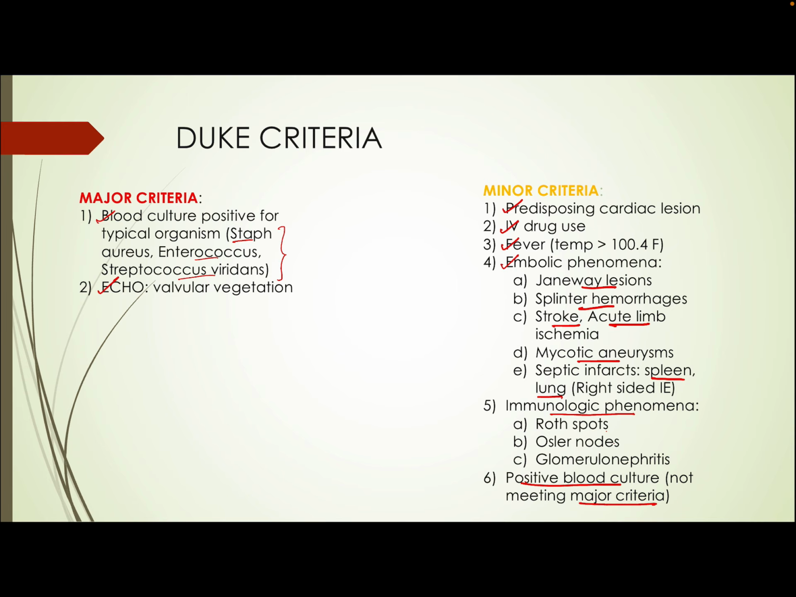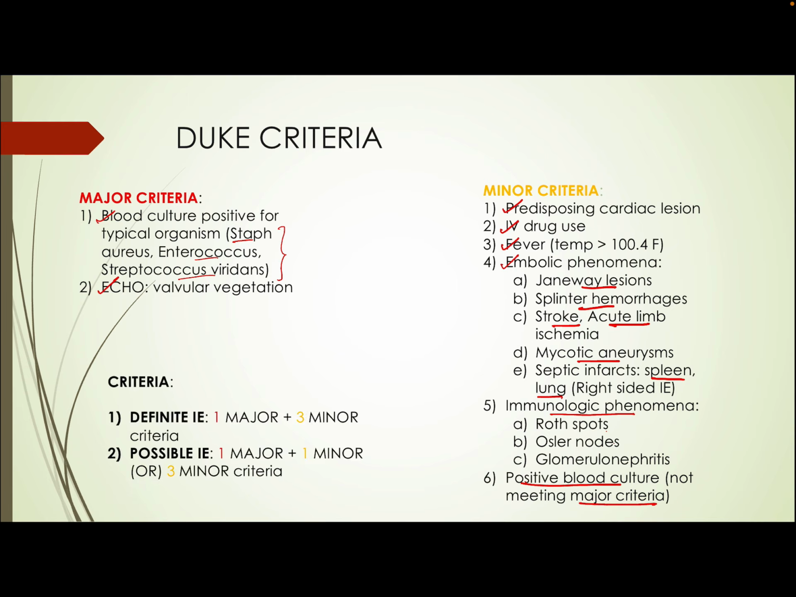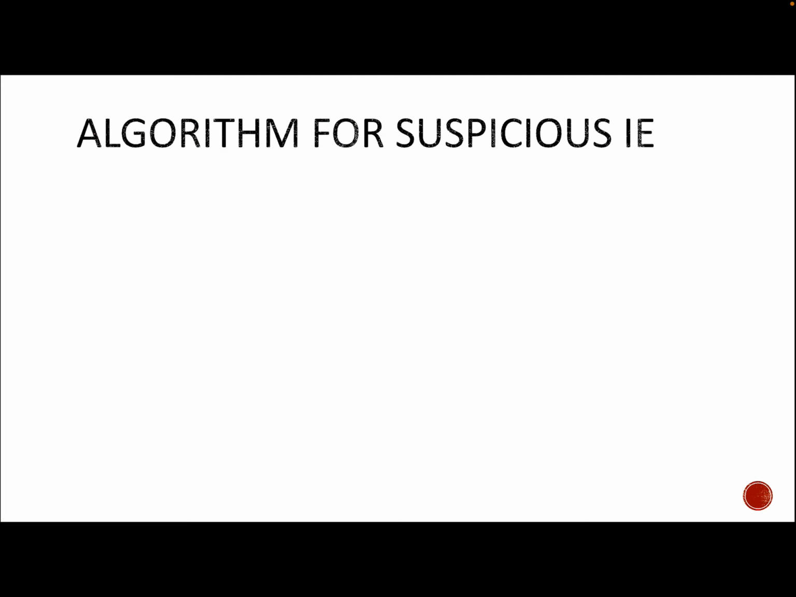So finally, with both of these criteria, we can define it as definite infective endocarditis if there is the presence of 1 major plus 3 minor criteria, and a possible infective endocarditis if it is 1 major and 1 minor, or the presence of 3 minor criteria. So that's the Duke criteria for infective endocarditis.